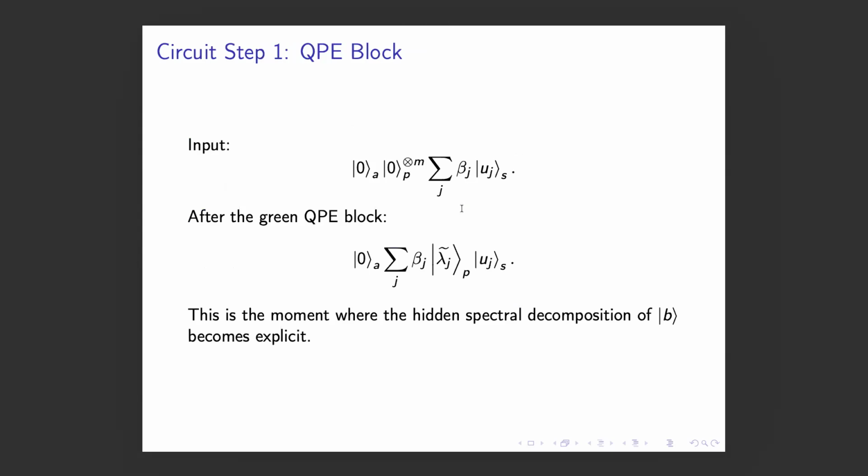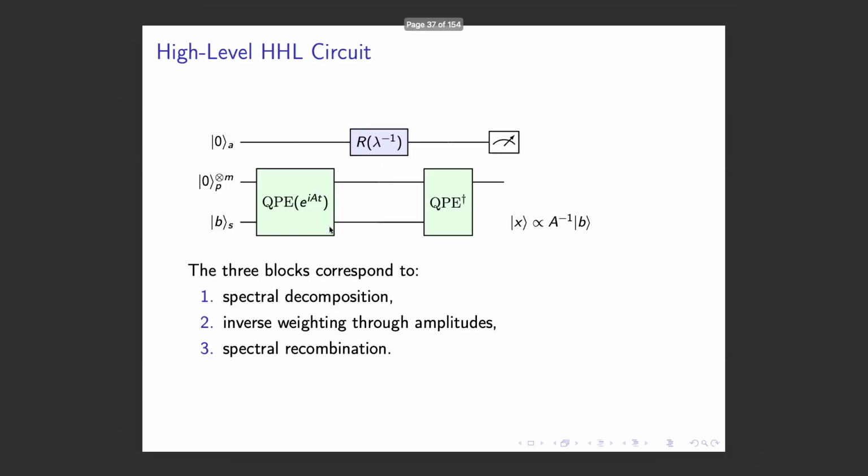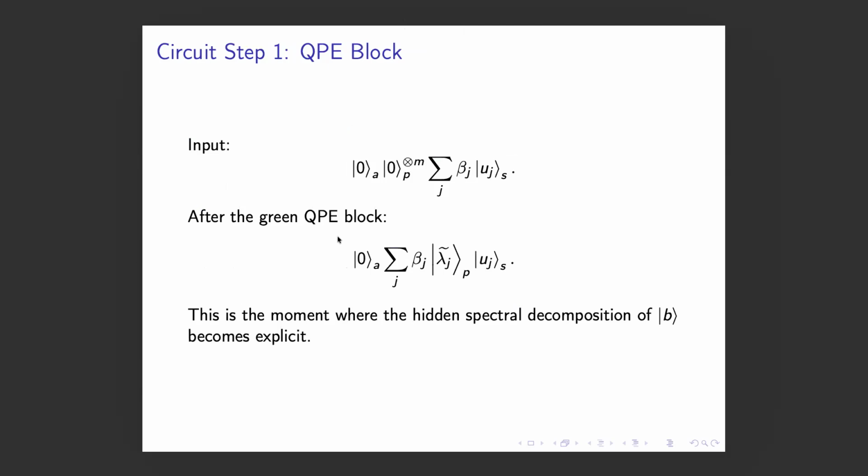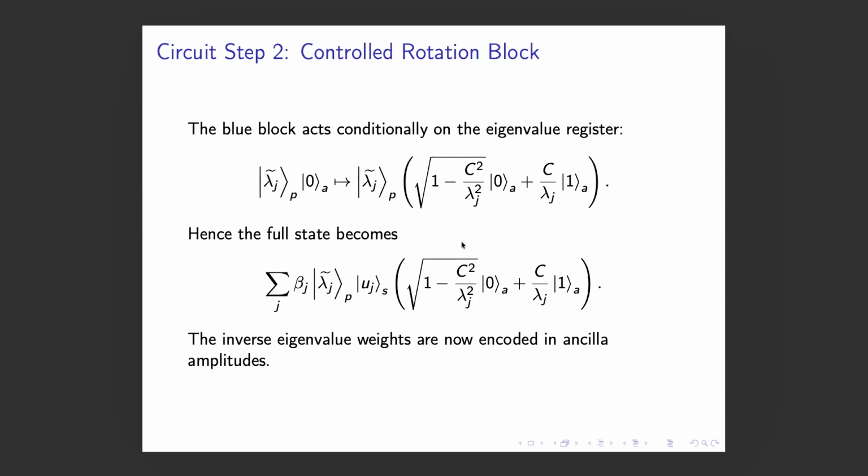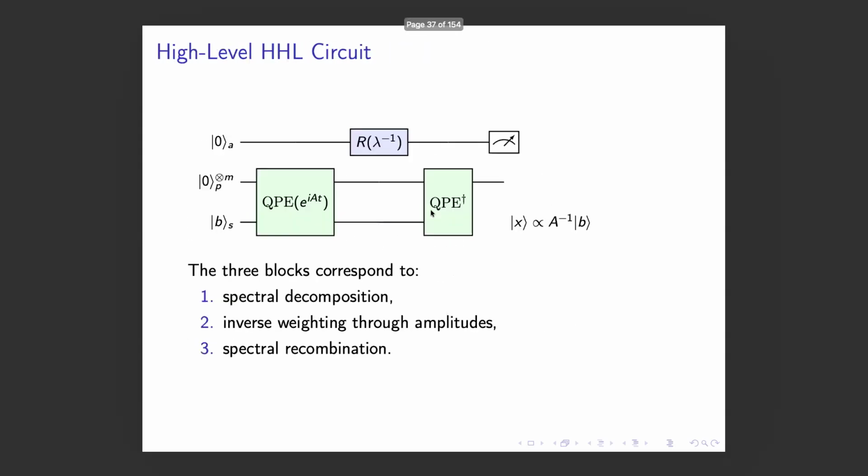So as I said, the first step, and these are all tensor products which we have suppressed here. So you have the QPE block, and this is the green block here. Then after the green block, this is your new state. This is the moment where the hidden spectral decomposition of B becomes explicit. Then the blue block, which is this one, it's supposed to be blue.